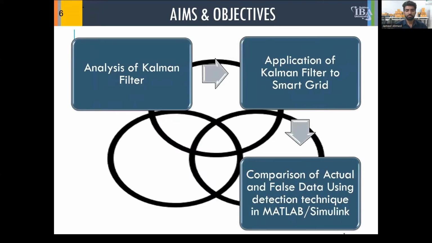The aims and objectives of our project are: we have to do analysis of the Kalman filter, then application of the Kalman filter to the smart grid, then comparison of actual data and false data using the detection technique in MATLAB or Simulink.